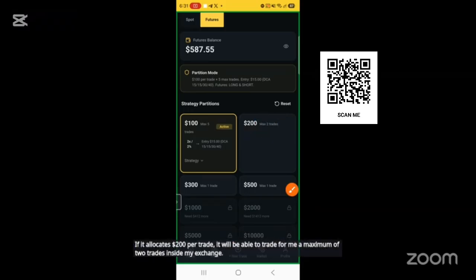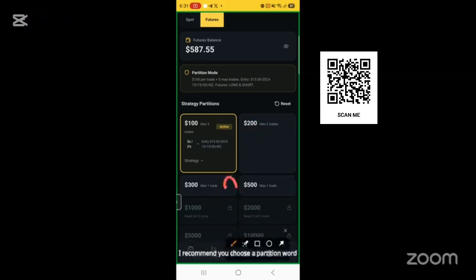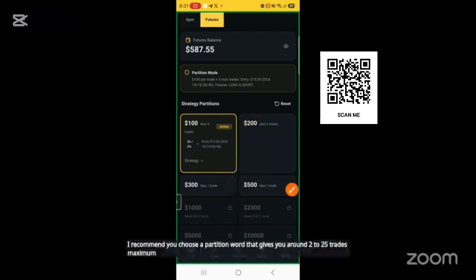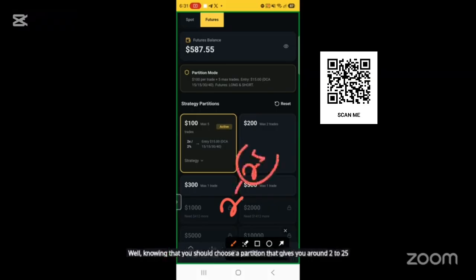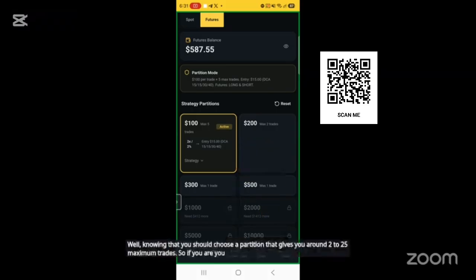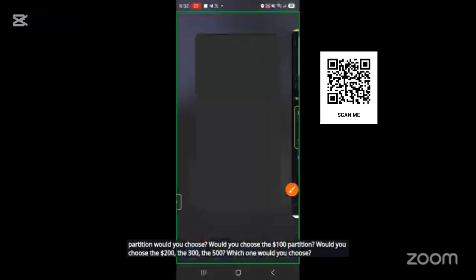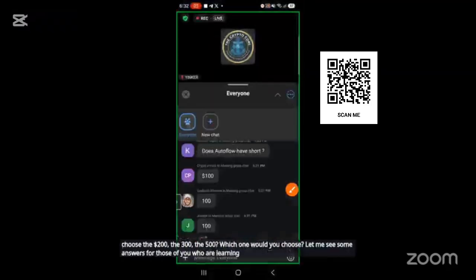I recommend you choose a partition that gives you around 2 to 25 trades maximum. So if it were you and you had $500, which partition would you choose, knowing that? Would you choose the $100 partition? Would you choose the 200, the 300, the 500? Which one would you choose? Let me see some answers from those of you who are learning.